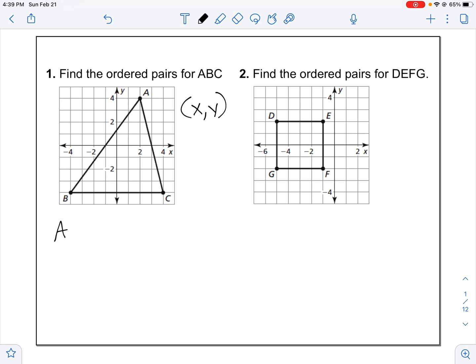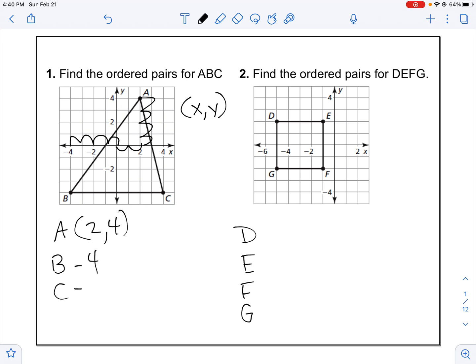So we're going to list the ordered pairs for A, B, C, D, E, F, and G. So here we go. Looks like we're at 2 on the X, 1, 2, 3, 4 on the Y. 1, 2, 3, 4. Sorry, that's -4, comma, 1, 2, 3, 4, and the negative. And last 1, 2, 3, 4. 1, 2, 3, -4. So here we go. There's those ordered pairs.